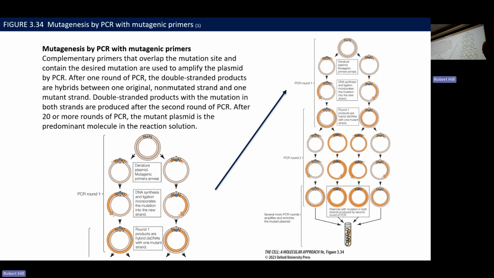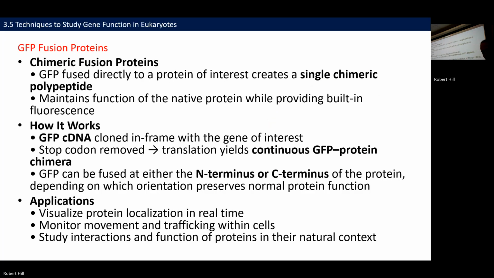Obviously, to do this, though, you need to have knowledge of the sequence that you're mutating. So you would have to have the sequence of the gene that you want to change. But it's very efficient, effective, and relatively easy to do. Okay, as it goes through all the PCR rounds, now you have consistent copies of it that are all the same and retain that mutation.